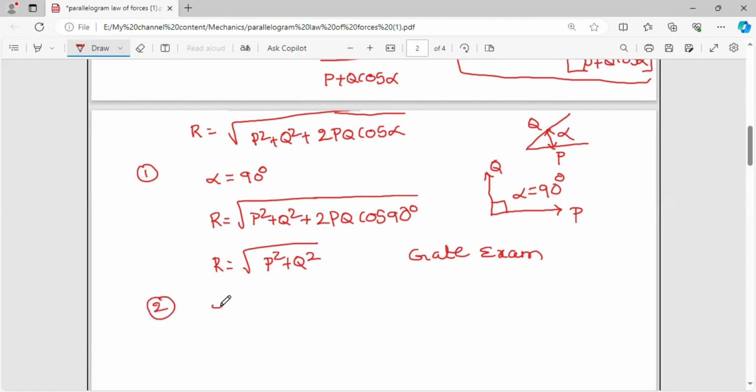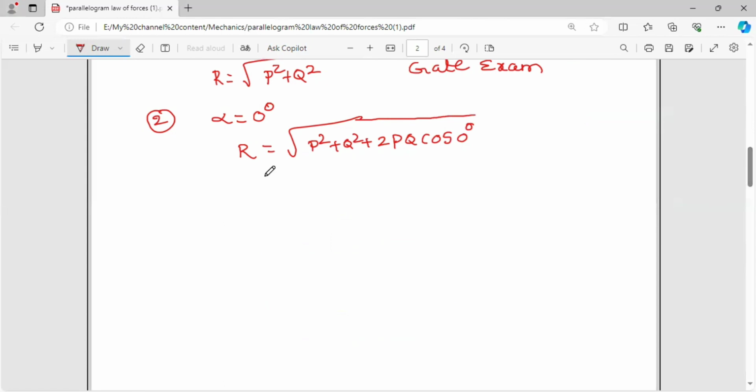Case 2: if alpha equal to 0 degrees, then R equal to square root of P square plus Q square plus 2PQ cos 0 degrees. The cos 0 value is 1. Then we get R equal to square root of P square plus Q square plus 2PQ.